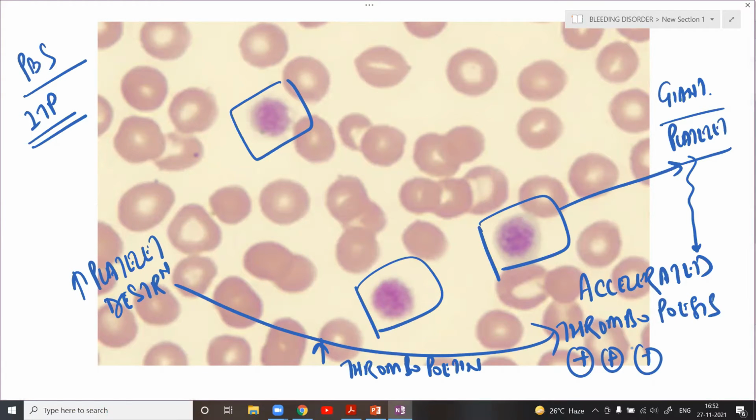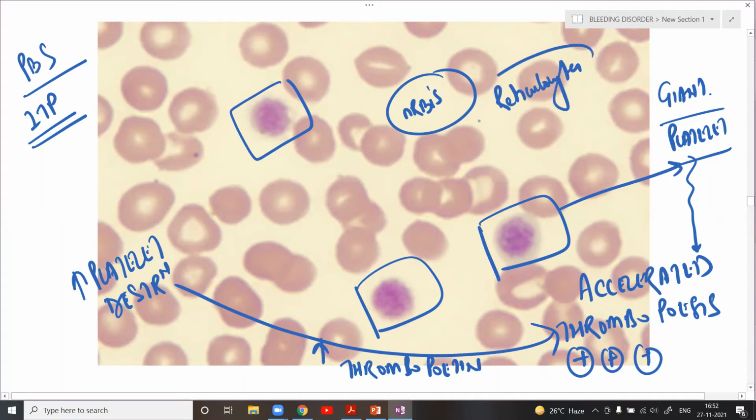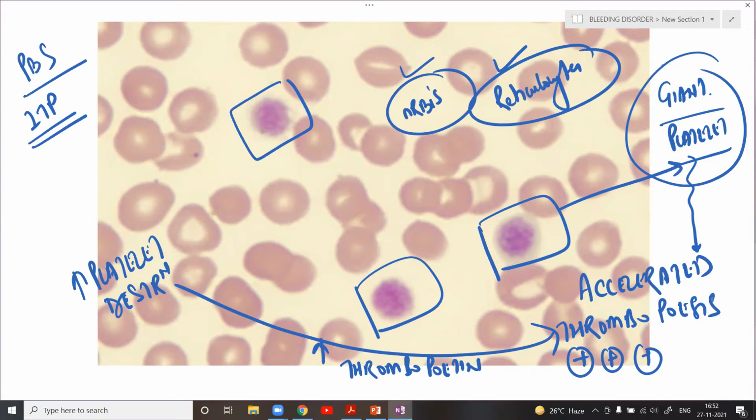Just like in case of erythropoiesis, when there is an excessive amount of erythropoiesis, what happens? In the circulation, you will find NRBCs. You start seeing excessive reticulocytes in the circulation, yes or no? Whenever there is increased erythropoiesis, we see these two things. Similarly, when there is an excessive amount of thrombopoiesis, we are seeing giant platelets. So giant platelets are a marker of accelerated thrombopoiesis, which indicates that there is increased platelet destruction.